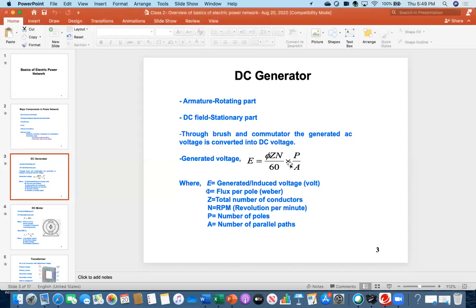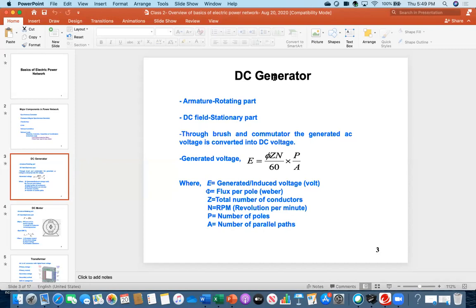So that's why Z represents the total number of conductors. Is this fine now, Manoj? Yes, Dr. Ali. Thank you. Sir, and what about parallel paths? Could you please tell me?